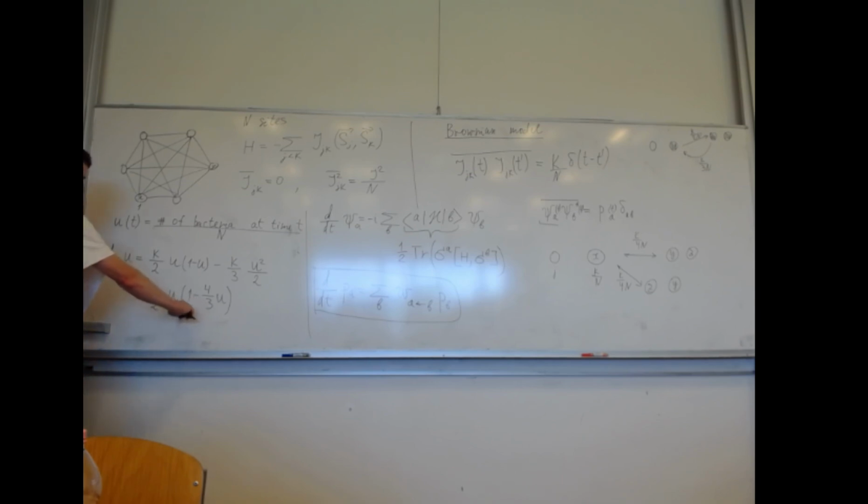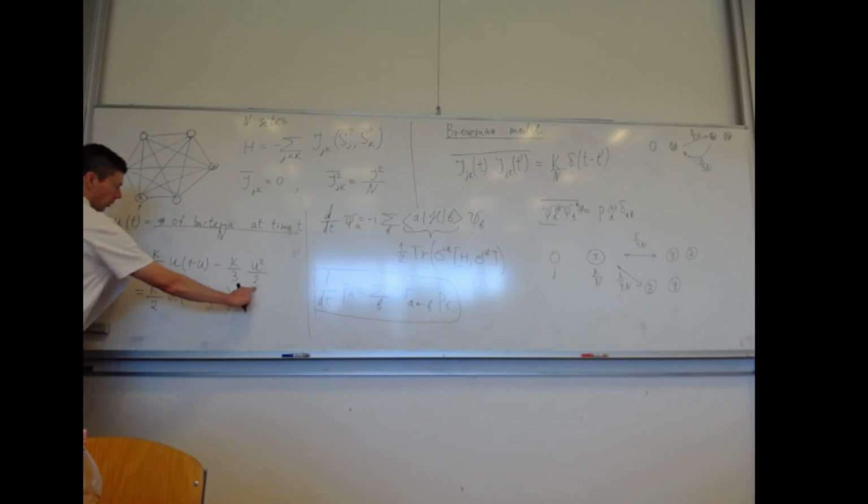So the coefficient in front of u squared is minus 2/3, and it appears like 1/2 from here, minus 1/2 from here, and minus 1/6 from the second term.